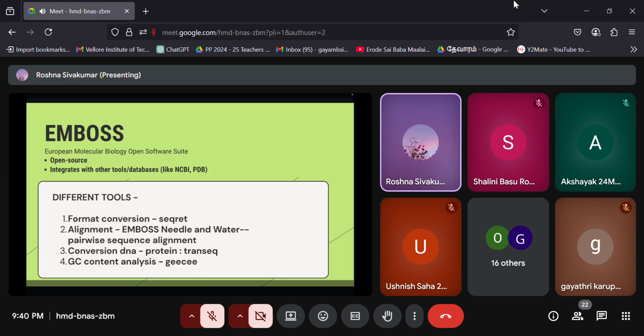Some examples of tools are Seqret, and then we have alignment tools like EMBOSS Needle and Water, which are for pairwise alignment. And then we have conversion tools that convert from DNA to protein called Transeq, and we have GC content analysis, and the tool is called GC.